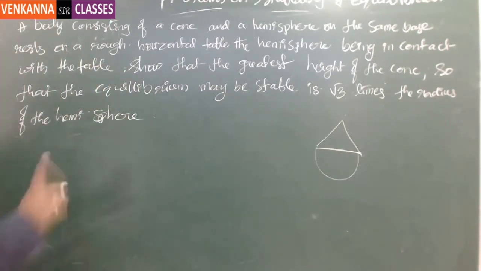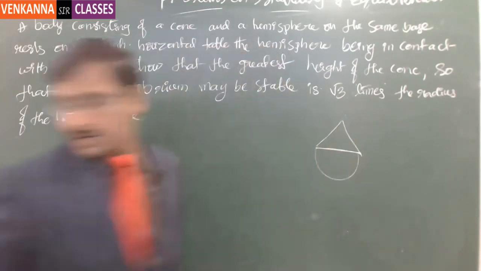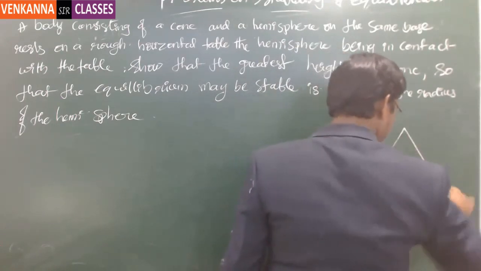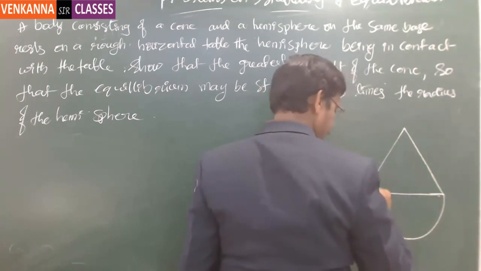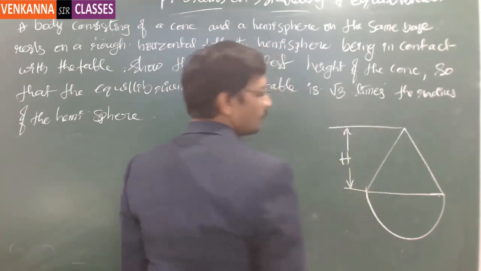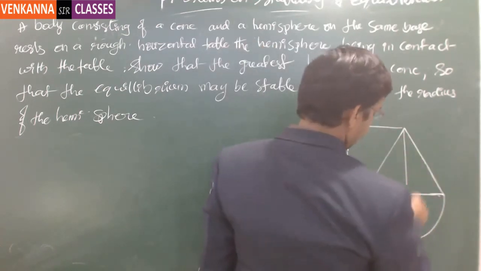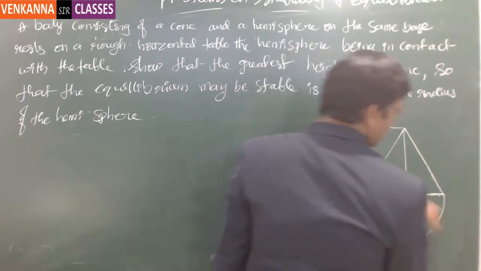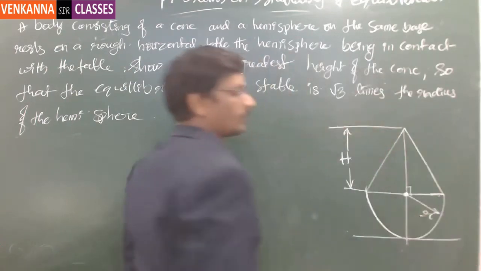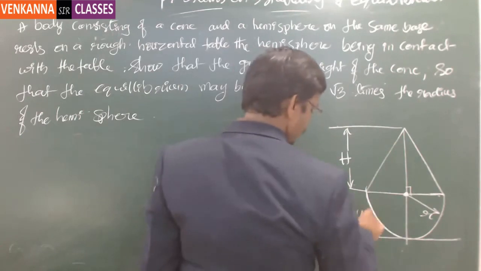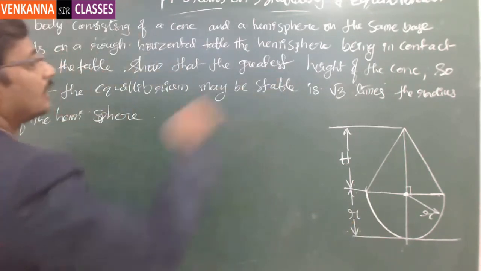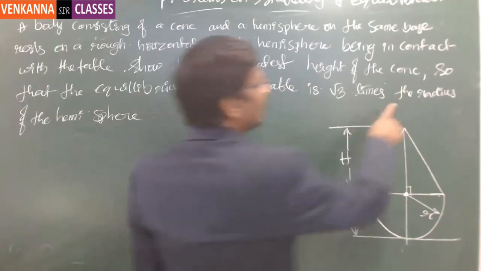So, being in contact with the table, show that the greatest height of the cone. I'll draw a neat diagram. So this is how it is, and the height of the cone is this one. And this is the center, and this radius is R. Right? So radius is R, and this is the table. This height is again R, because this is the radius of the hemisphere. Now what we are asked to find is the height of the cone so that the equilibrium may be stable, which is root 3 times the radius of the hemisphere.